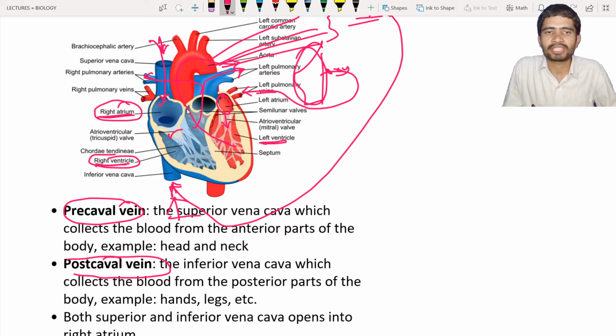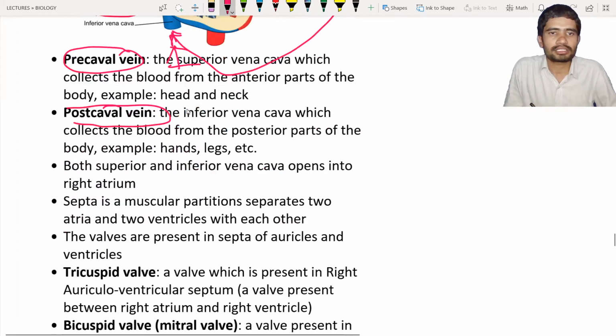Both are going to bring blood to which chamber? Right atrium. And the main difference between these two is the precaval vein brings blood from the upper body parts, like head, ears, nose, etc. And the postcaval vein brings blood from the lower body parts which are below the heart, like hands, legs and so on.